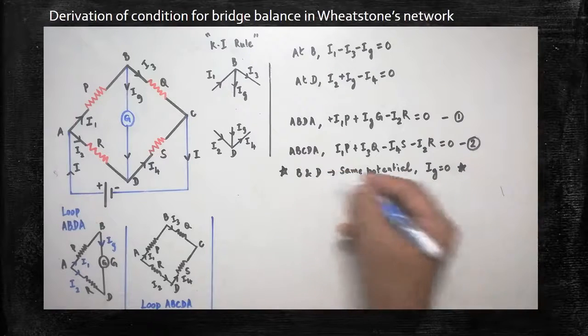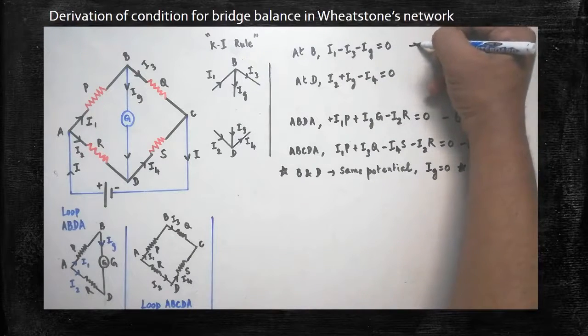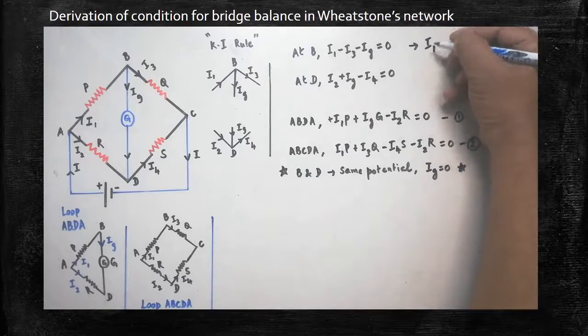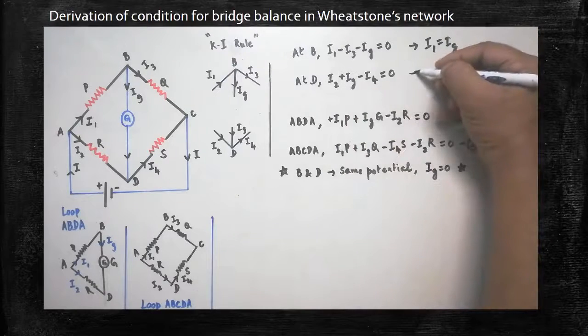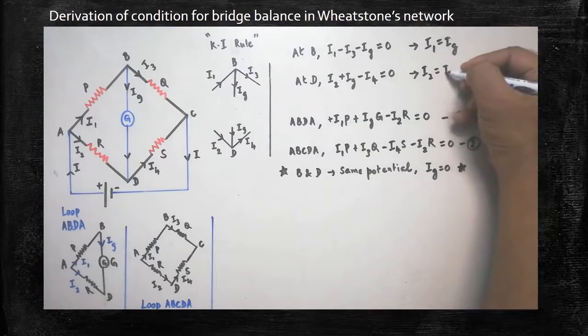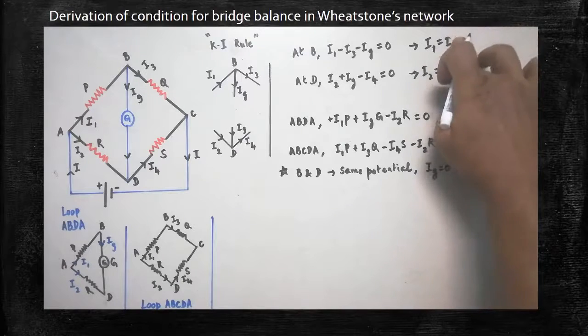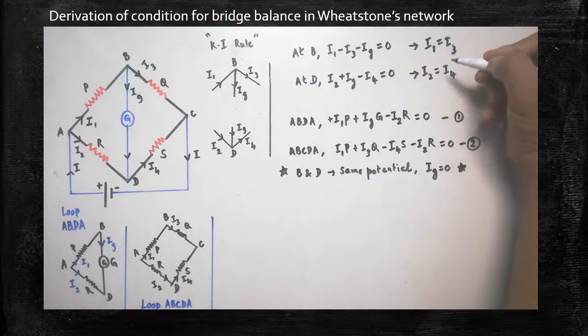Very important thing. Wherever Ig comes, we have to substitute 0. So here this Ig is substituted as 0. What will happen? I1 becomes Ig. In the second step also, substitute 0 here, I2 will be equal to I4. Wherever I1 comes, you can write it as I3, and wherever I2 comes, you can substitute I4.